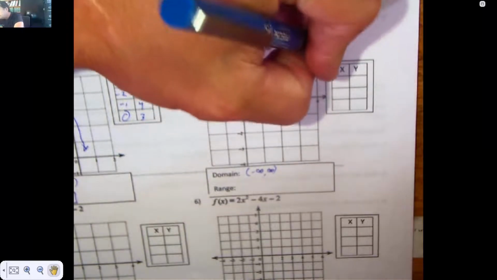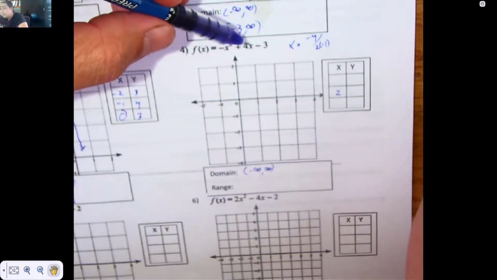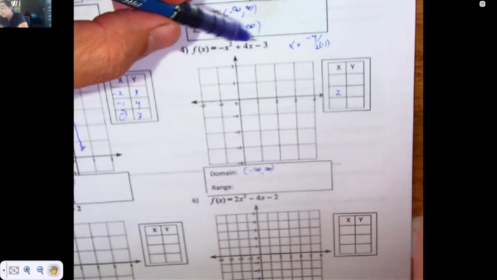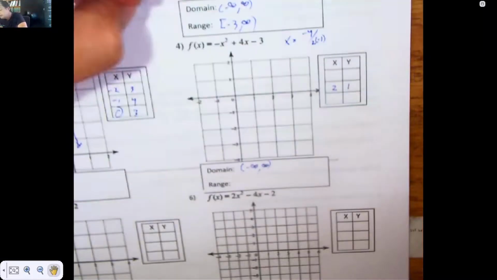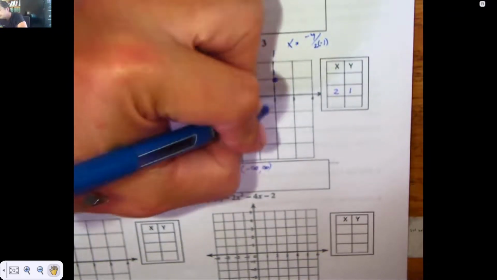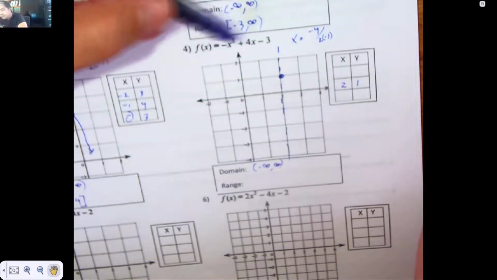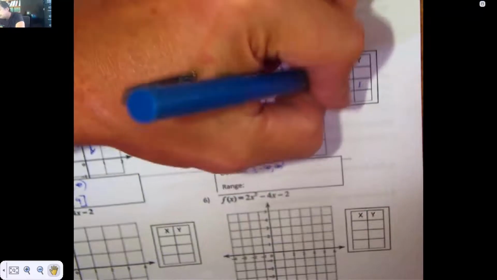Opposite b over 2a is happening again. Negative 4 over twice a negative 1 is going to be a 2 when everything is said and done. If I plug in a 2, this is going to become negative 4. I'm going to add 8. That's going to take me to 4. I'm going to take away 3. That's 1. So the point 2, 1 exists on the graph. That's the vertex. It also happens to be where my line of symmetry is. I don't know that I want to plug a 0 in, but it looks nice. If I plug in a 0, this thing's going to have to spit back negative 3.